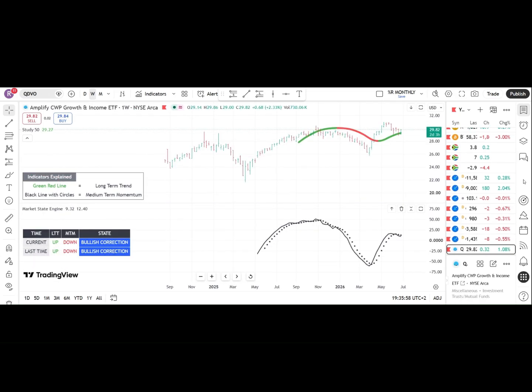And lastly, the Amplify CWP Growth and Income ETF from the US, which follows or predicts markets quite well, is continuing its bullish correction. And that is the end of our market pulse for this week, Monday, July 29.